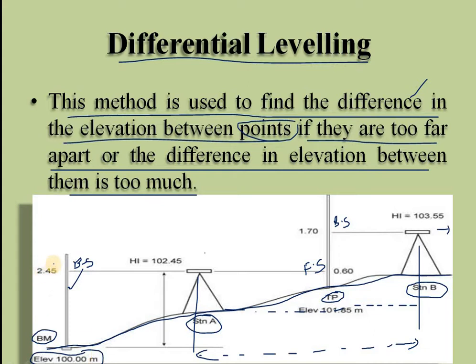Here the elevation of the benchmark is 100.00 meters, and the first reading is 2.45. If we add them, we get the height of the instrument, 102.45. So 100 plus 2.45 is equal to 102.45, that is known as our height of the instrument. This line from the ground level of the benchmark to the central line of the axis is known as HI.